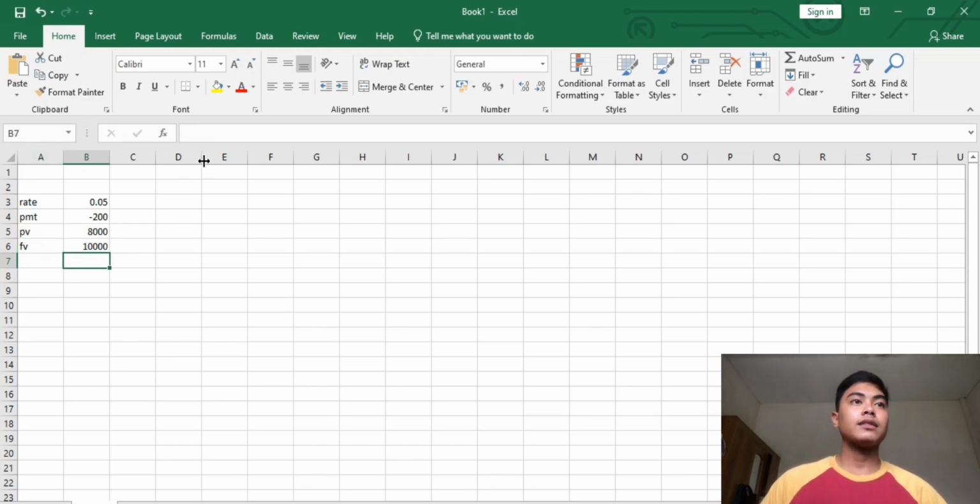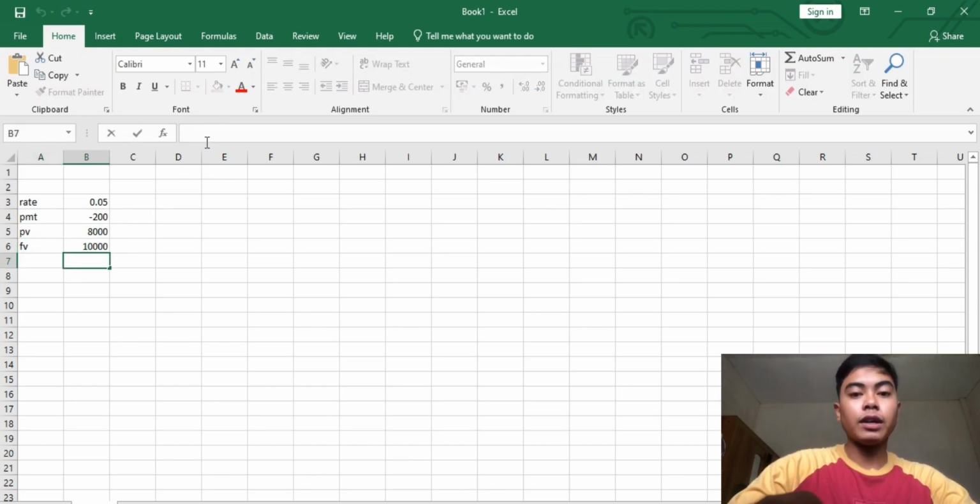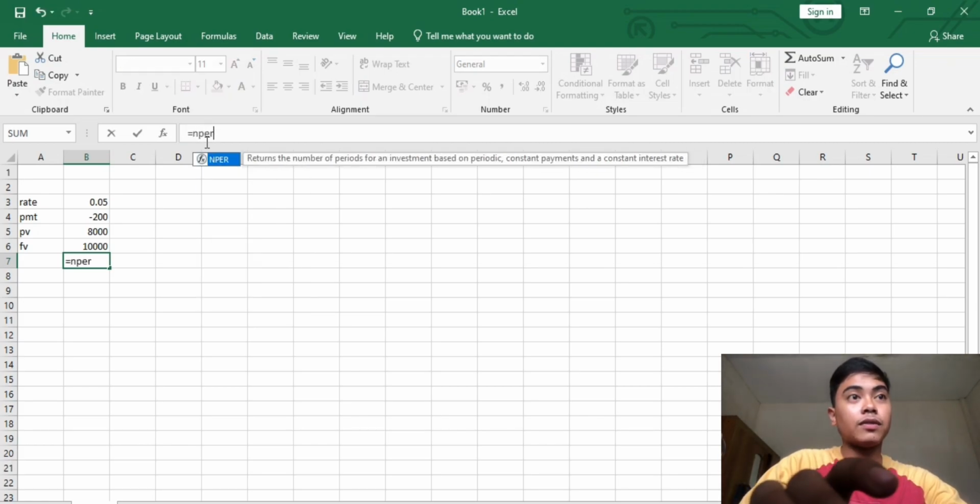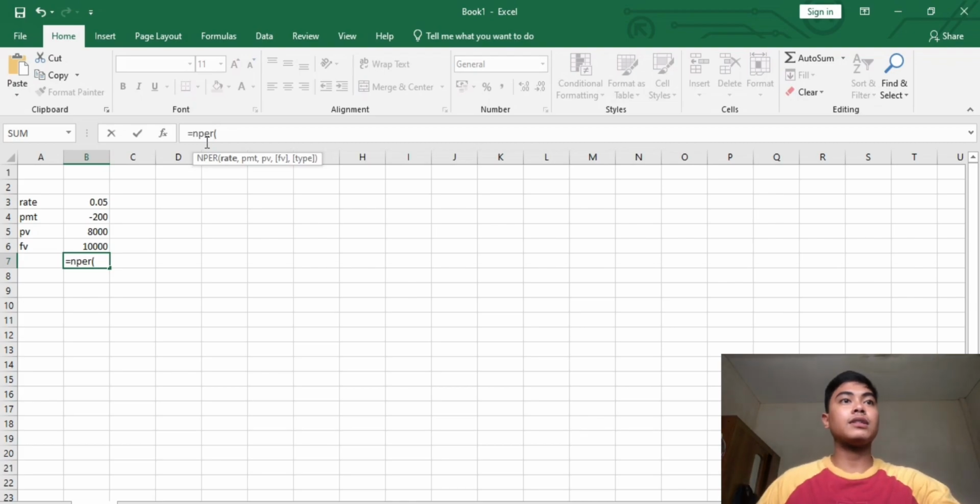So let's try to compute this using NPER. So simply we need to type the NPER formula and then open parentheses. So as you can see in here, we have the rate, the payment, the present value, and the future value, which surprisingly matches with our given. All we need is to put all of this into the formula and then we'll calculate the value.